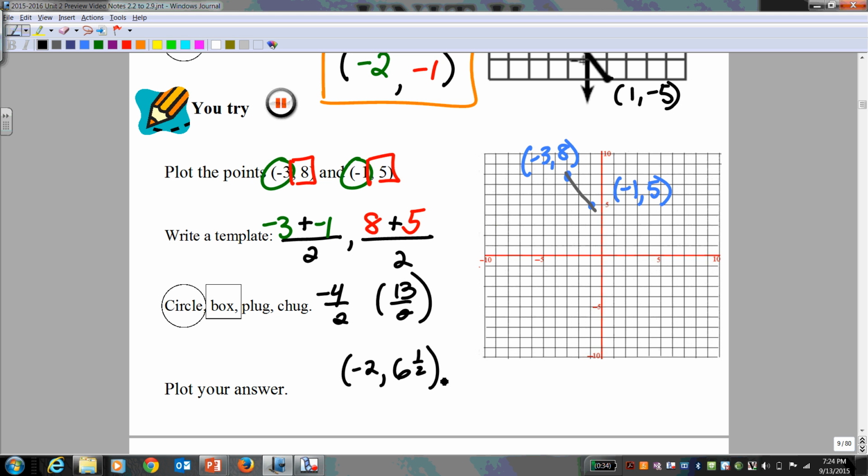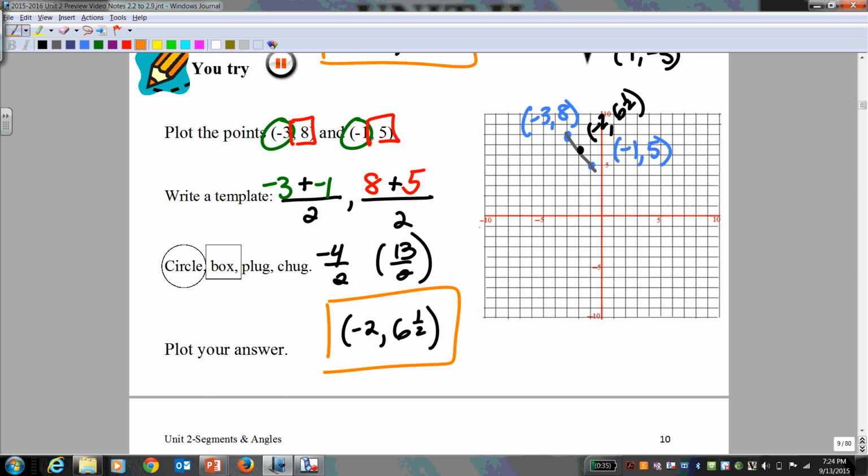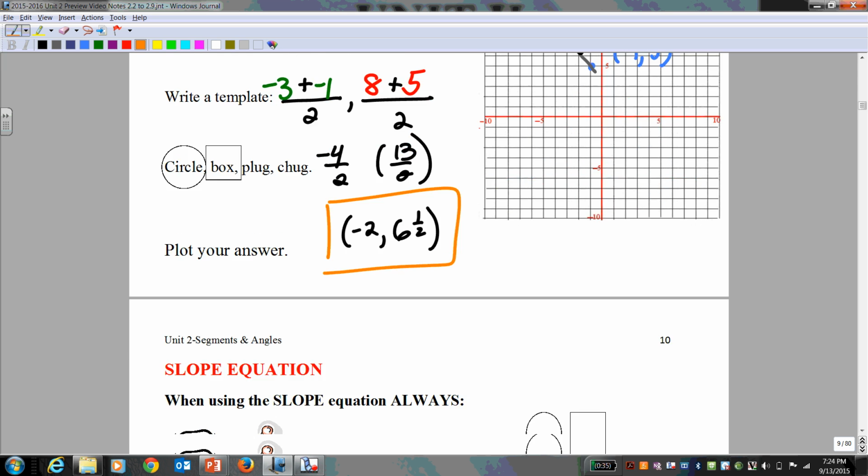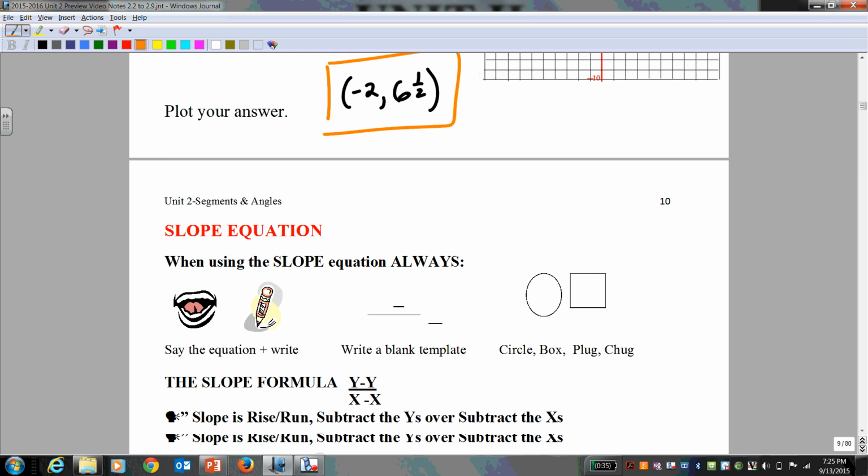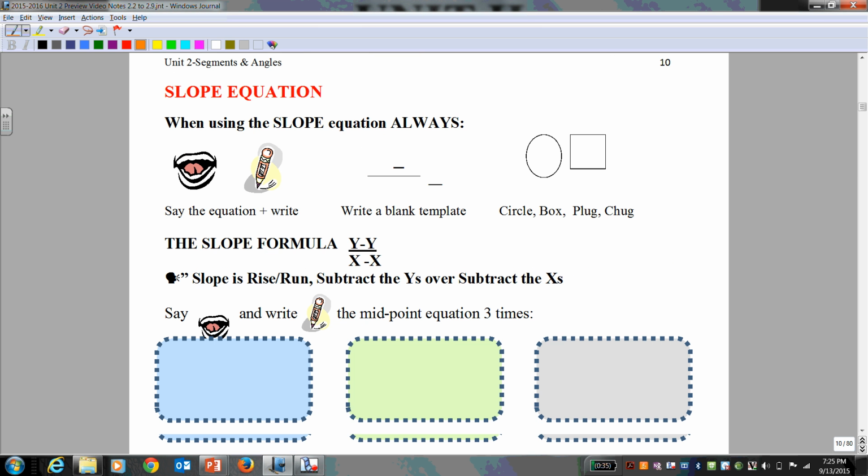And then we plot. So we're at -2, and since 6½ here, there's 6½. Lo and behold, right in the middle. So that's 1, finding the midpoint of a segment. Next, we're going to find the tilt of a segment, the tilt using the slope equation.